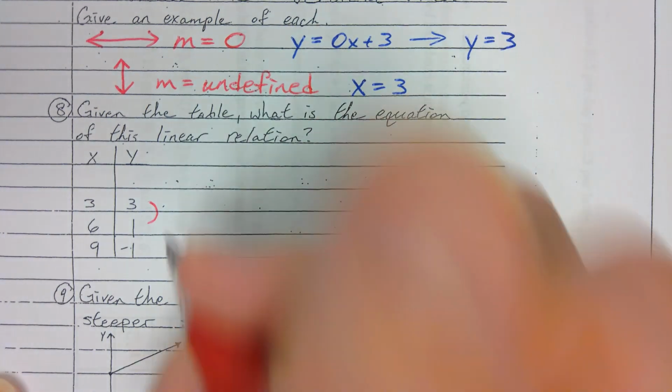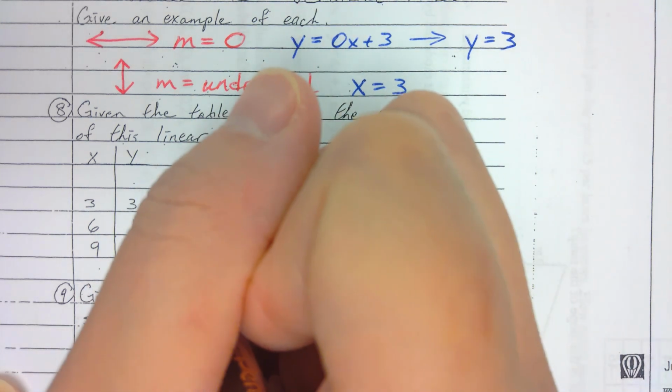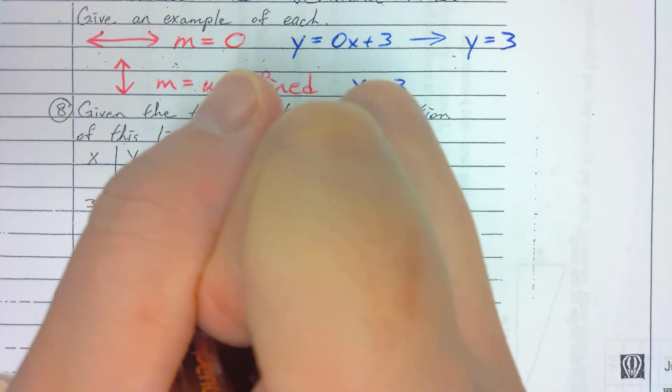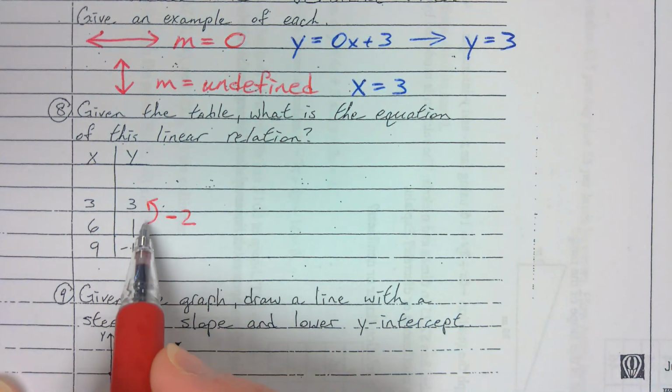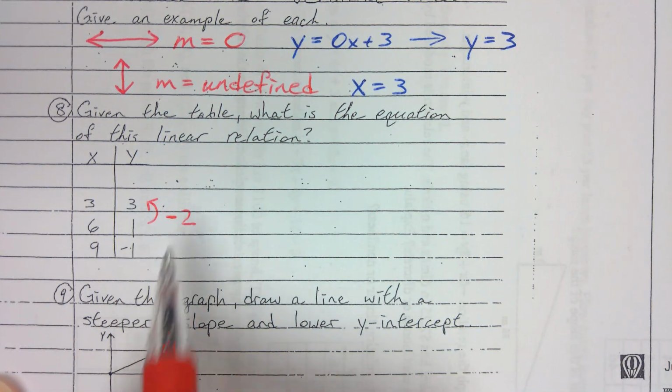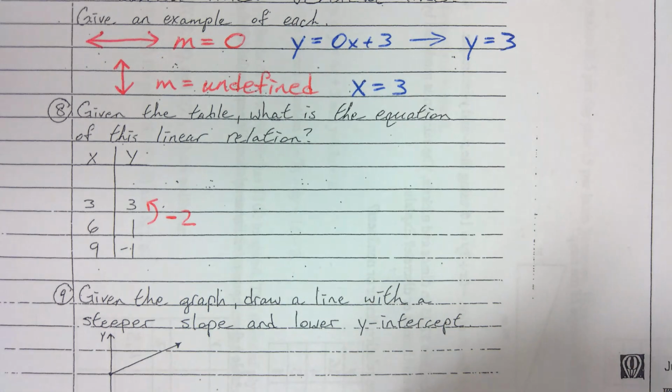Minus 2 each time. Okay, you're subtracting 2 each time. Good. So when you want to find the difference, you want to subtract backwards. So 1 minus 3 gives you the negative 2. Okay, good. Is that all?